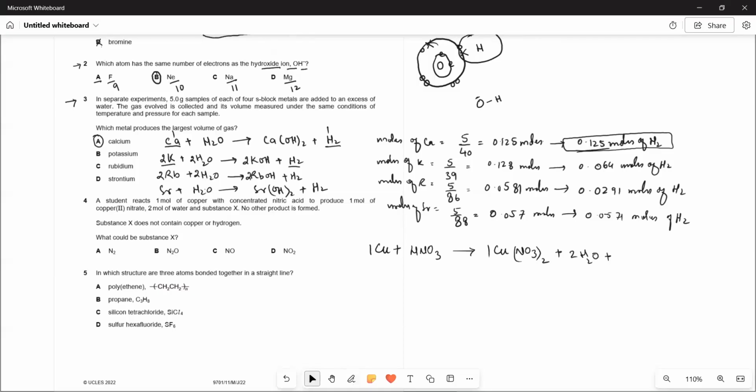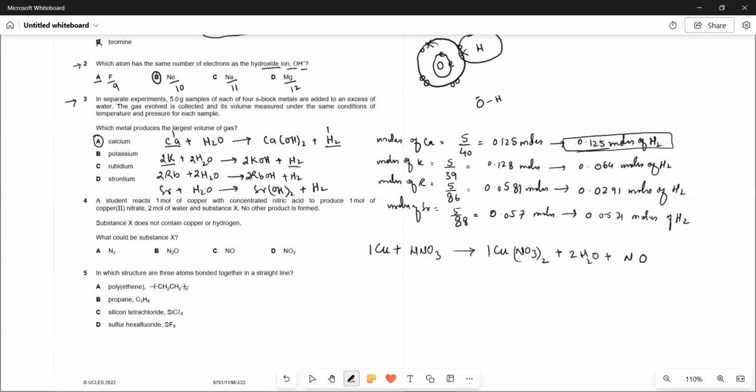And another substance. The options for this substance are nitrogen only, or nitrogen oxides N2O, NO, and NO2. No other products, right? Substance X does not contain copper or hydrogen. So this could be any one of these 4. So how can we check which substance? By balancing the equation.